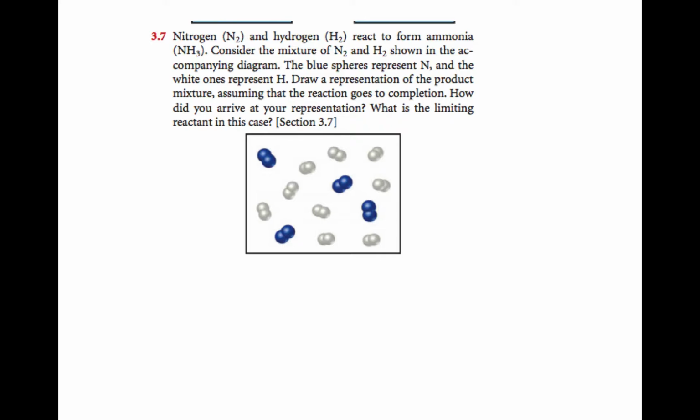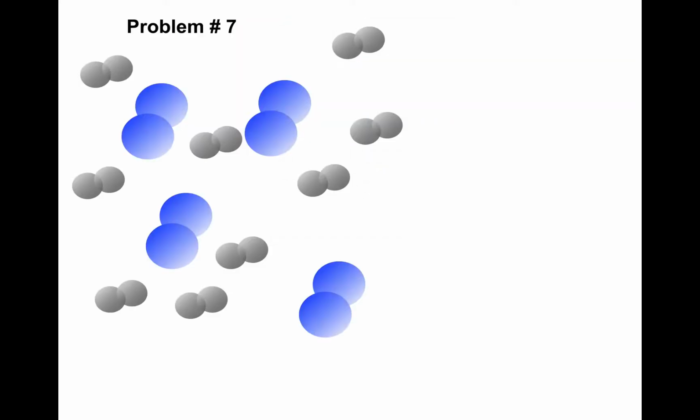Okay, so most of the time we're used to doing this on a mole level. But the way this one's framed, you're looking at it on a molecular level. So I have 1, 2, 3, 4 nitrogens and 1, 2, 3, 4, 5, 6, 7, 8, 9 hydrogens. All right, when we balance the equation, when we react N2 with H2 to form ammonia, for every 1 nitrogen, I need 3 hydrogens to make 2 ammonias.